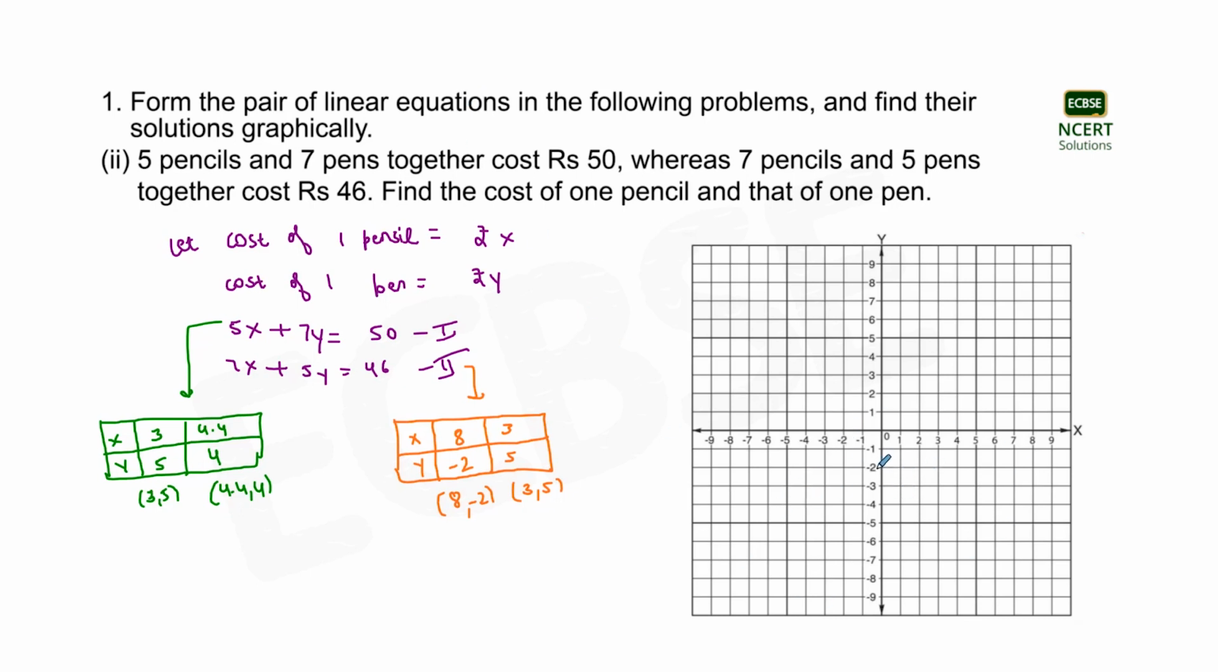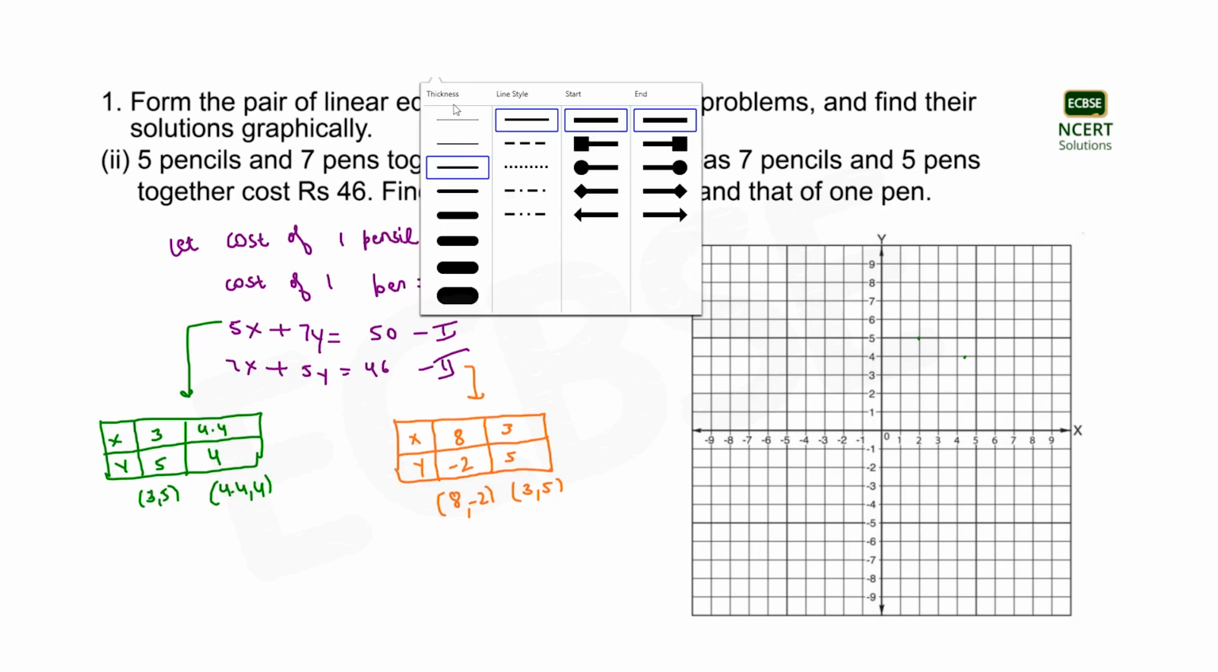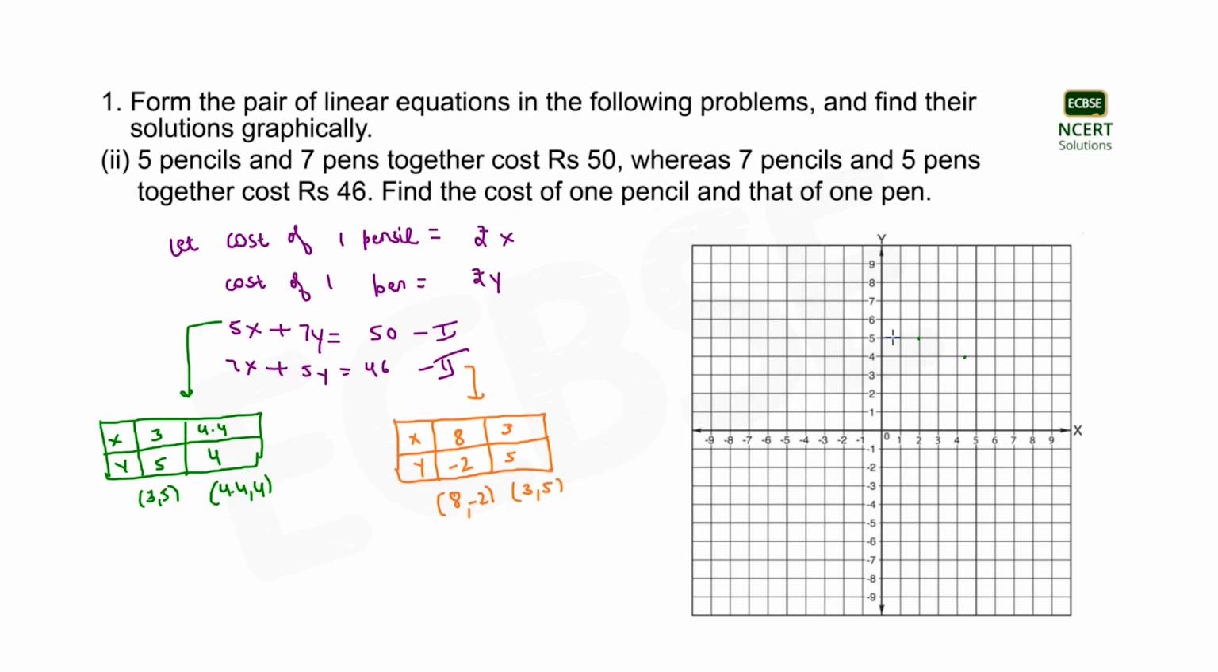Now the next step is to mark the points on the graph. Starting with the first table, mark the points 3, 5, that is this point, and 4.4, 4, that is this point. Right. So the next step is to draw the line which will be passing through these 2 points. So drawing the line, we will obtain this one. Yes, so this will be the line representing the first linear equation.